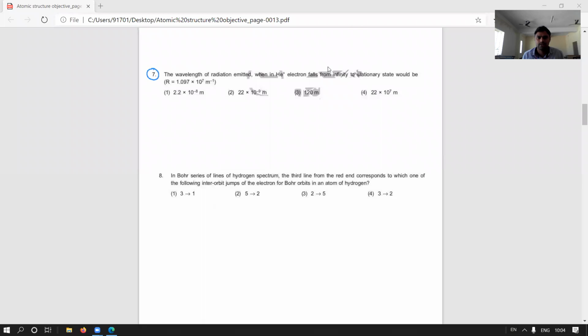Now listen to the 7th question. In the 7th question, see the wavelength of radiations emitted by He plus. The electron falls from the infinity state to the stationary state, which means ground state, ma. Stationary state means ground state. Stationary state is nothing but ground state.